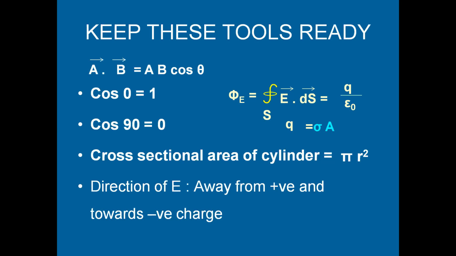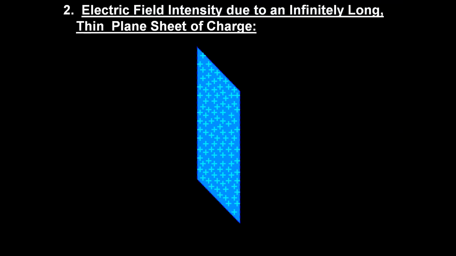By keeping all these tools with us, let us go to the derivation of electric field due to a thin plane sheet of charge. Let us consider a thin sheet of charge. Here I am going to take a positively charged sheet. The same derivation can be done by using a negatively charged sheet as well. Only difference will be in the direction.